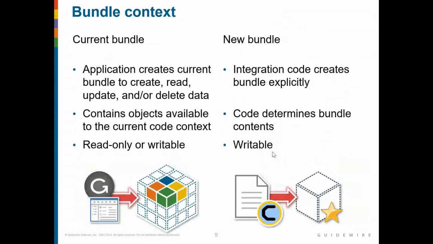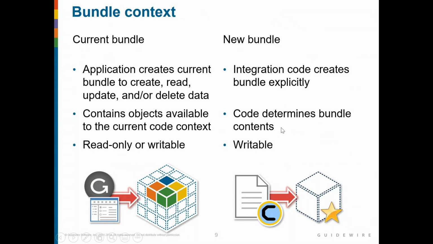Then there are the current bundle and the new bundle. The application creates the current bundle to create, read, update, add or delete the data. It contains the objects that are available in the current code context, read-only or writable bundle. The new bundle is where integration code creates a bundle explicitly. Code determines the bundle and it's writable. So that's what I'm saying. Integration will generally use a new bundle, run with new bundle. These are all writable bundles.